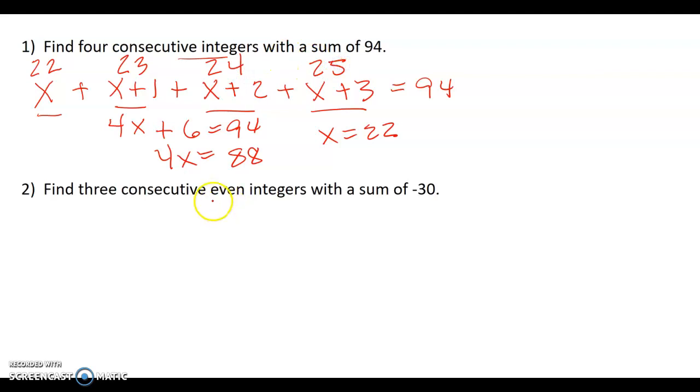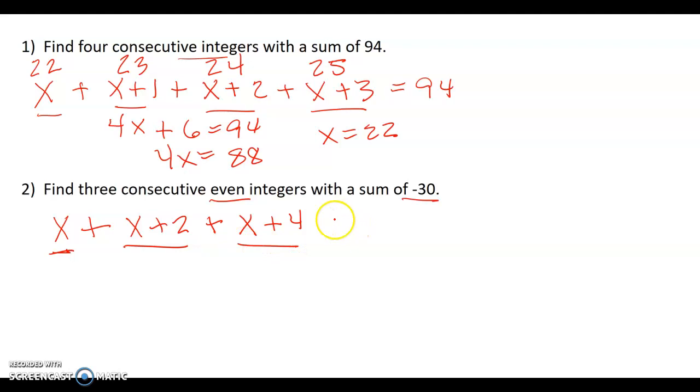Find 3 consecutive even integers whose sum is negative 30. Just a little different. Remembering even integers are every other one, so we want 3. So here's my first term, x. The next one, remember, is 2 away in the pattern, so x plus 2. And then again, always in reference to the first one, the third one is going to be 4 away from the first one. So that's my first number, this represents my second number, this is my third number. And that sum is equal to negative 30.